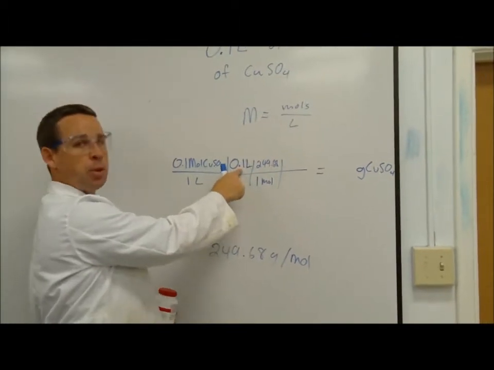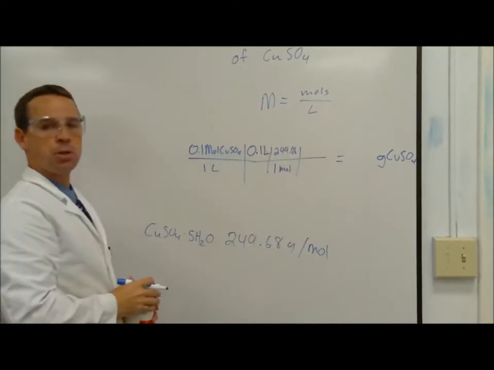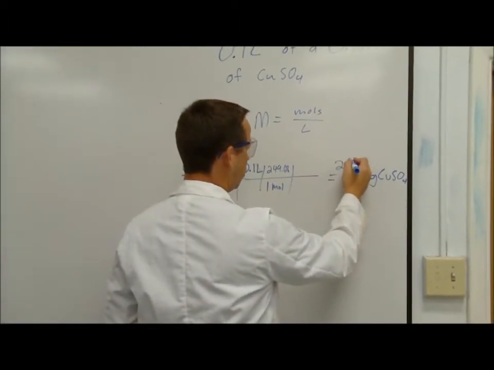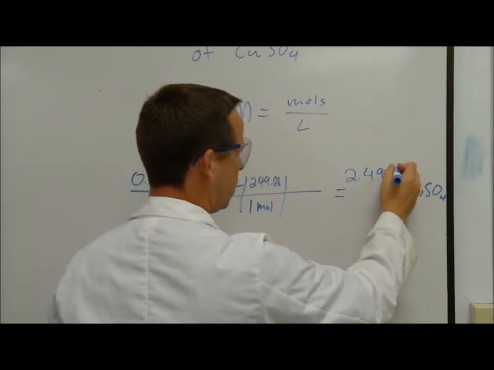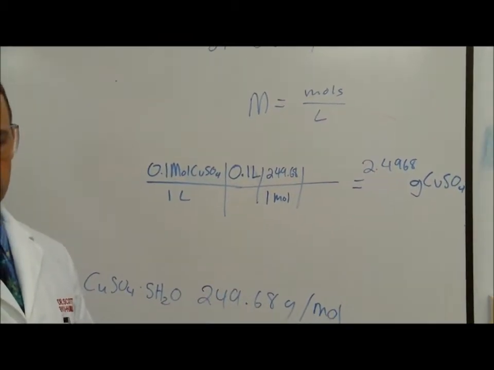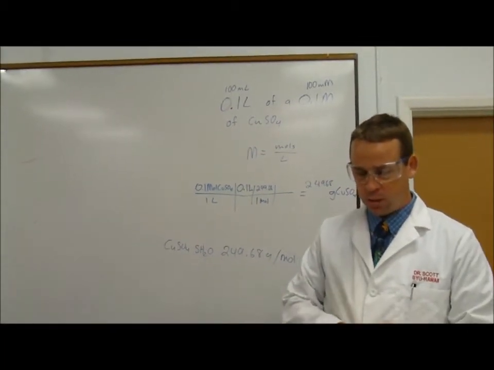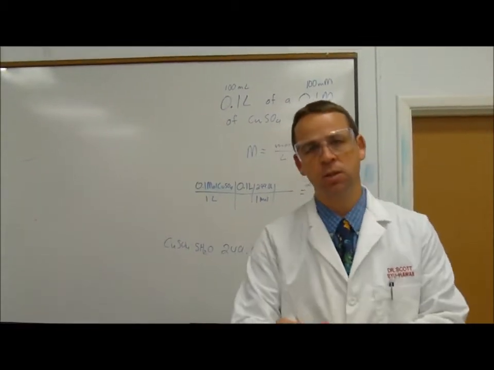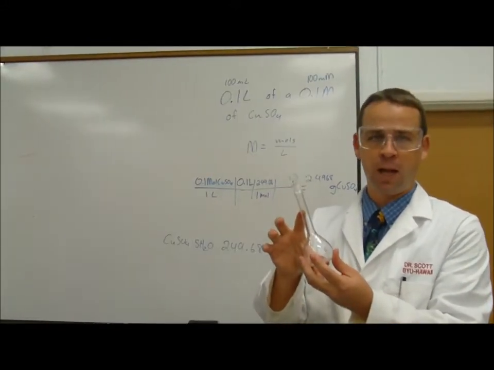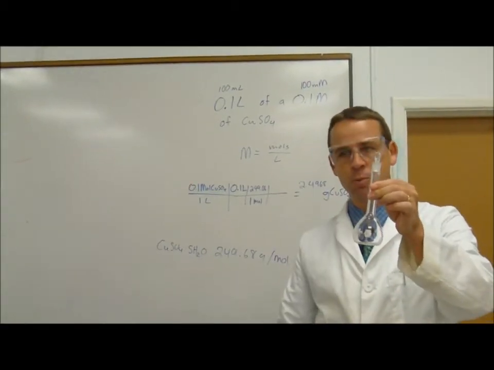249.68 times 0.1 times 0.1, and that's going to be how many grams of copper sulfate I need to weigh out. And so that ends up being 2.4968 grams of copper sulfate. Correct? All right. So when I'm making a solution of 100 milliliters, it's best for me to use a volumetric flask. We've talked about volumetric flasks plenty of times, and it's going to be the most precise for me.